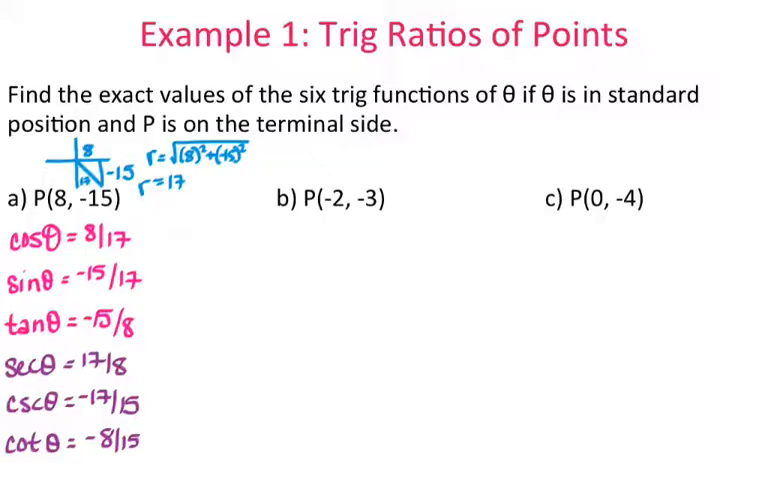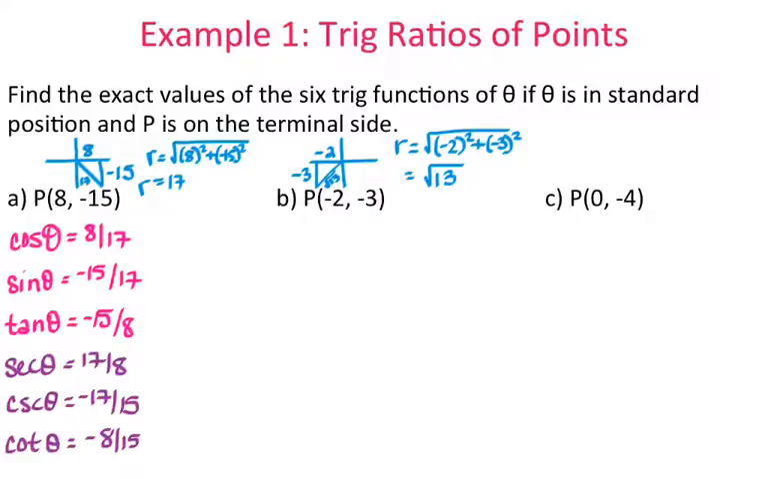Alright, letter B. (Negative 2, negative 3) is in the 3rd quadrant. So this side's negative 2. That side's negative 3. I'm going to go ahead and find my r, which is the square root of x squared plus y squared. Just using the good old Pythagorean theorem. So that gives us a square root of 13, which is not a perfect square, so we're going to go ahead and leave this side as the square root of 13.